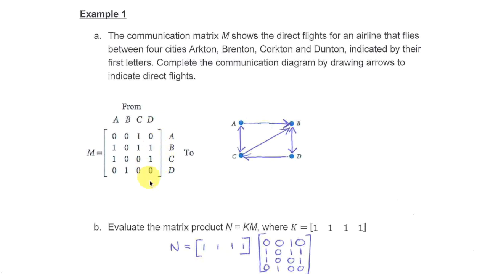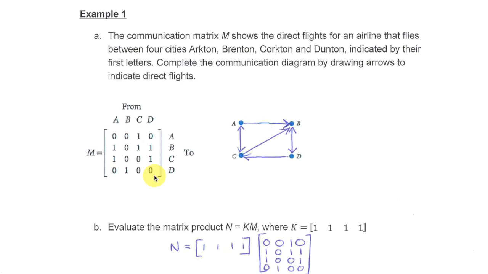Of course, we would not fly directly to the same city. So if we started from D, we wouldn't directly fly to D. So it makes sense that there's a 0 there. You can see that there are zeros in this leading diagonal. You should also see that this matrix is not symmetric around that leading diagonal. So therefore, in some cases, we're going to have one-way communications, and in others, we're going to have two-way.